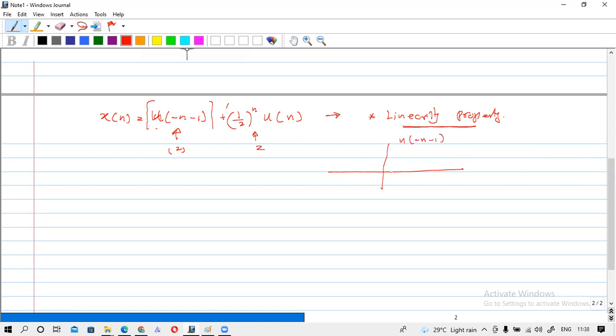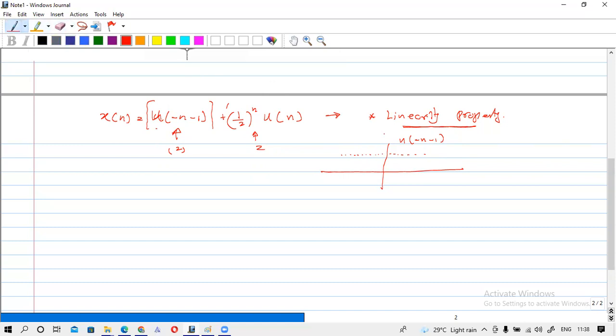If you draw the signal minus n minus 1, what will you get? Is it a causal or anti-causal signal? Can someone tell? Causal means you have plus-sided values. Anti-causal means you have only minus-sided values. Yes, it will be an anti-causal signal.